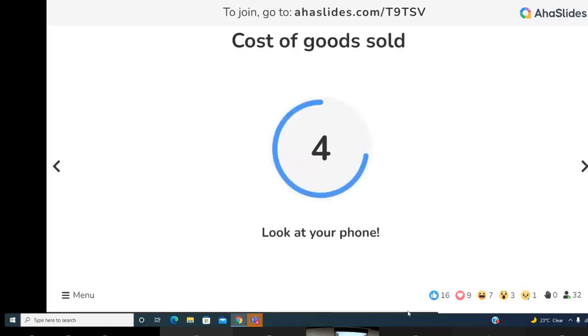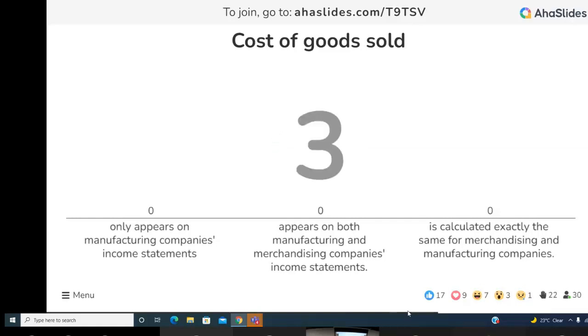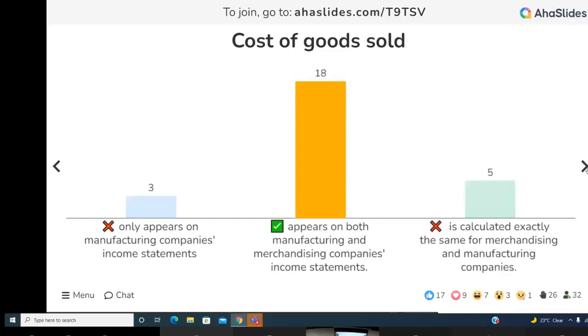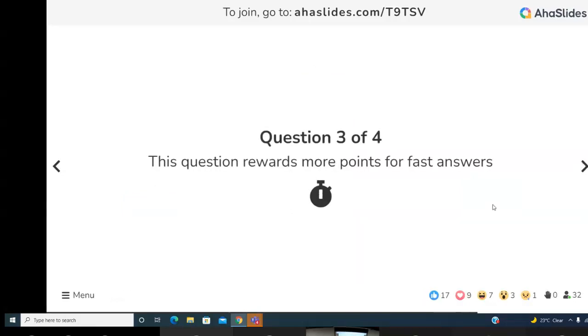Question 2 of 4, the cost of goods sold: only appears on the manufacturing company's income statement; appears both on the manufacturing and merchandise company income statement; is calculated exactly the same for merchandising and manufacturing. Good work. Yes, of course. Cost of goods sold appears on the merchandising income statement, cost of goods sold. Question 3.